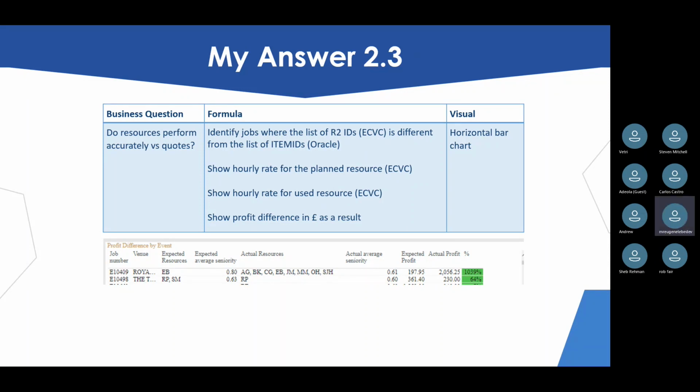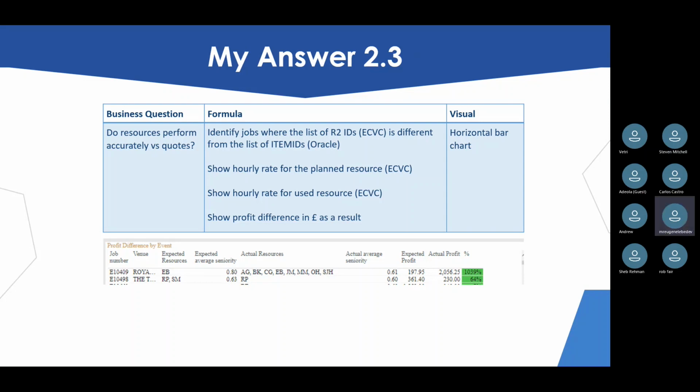The main challenge is that we have one resource that was expected and several resources that were utilized. What I thought we could do is average the seniority of the resources. So if there are 6 resources that were utilized, maybe you could find the average seniority.